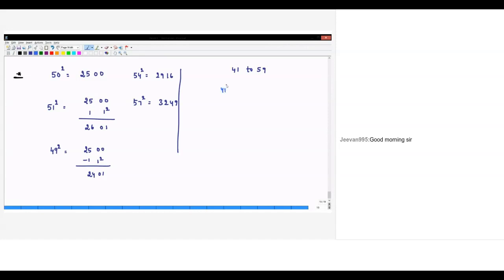For 41, subtract 9, 16, 9 squared; 17, 8 squared; 18, 7 squared; 19, 6 squared; 20, 5 squared; 21, 4 squared. It goes on like this. What is 51? 2601, 2704, 2809, 2916, 3025. It goes on like this.